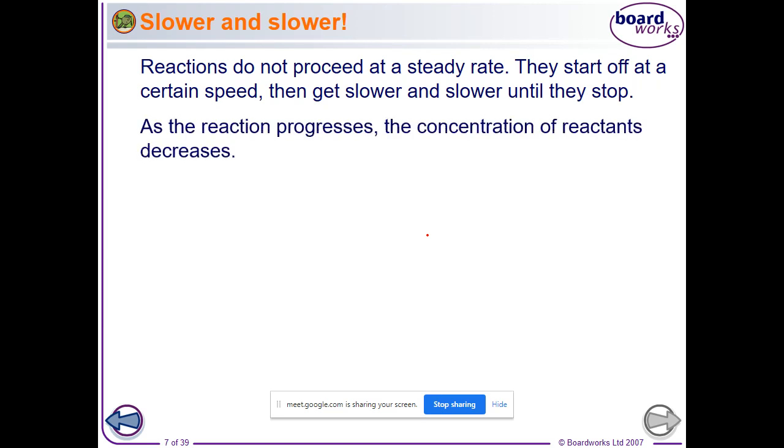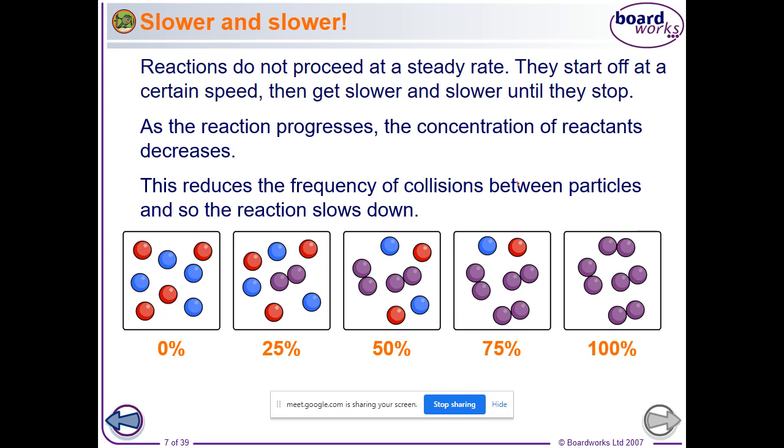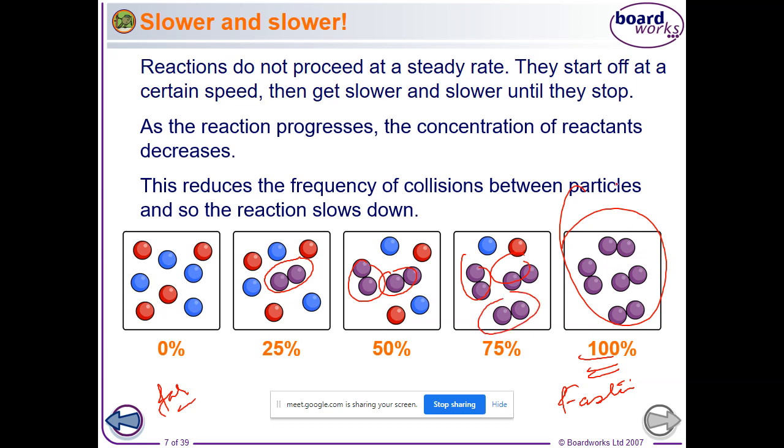Okay, so if the collisions are more, there will be a faster reaction, right? Here, they were all very far away. No collision was taking place. Here one collision, here two collisions, here three collisions, and here all are colliding. So it is going to give a very, very fast reaction. Okay, clear? Next.